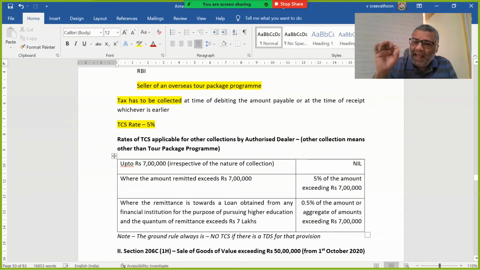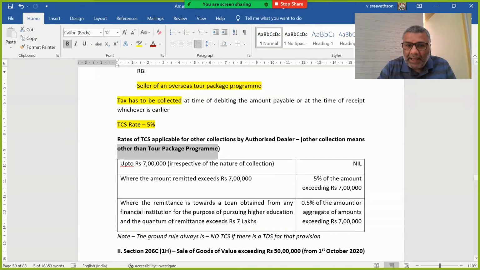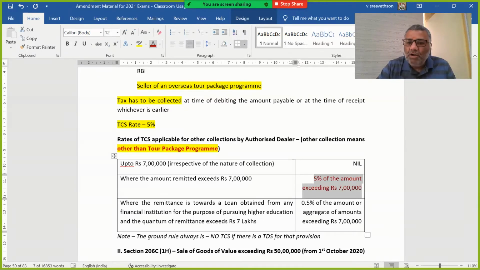Other than tour package, up to 7 lakhs, irrespective of the nature of collection, nil. Please understand, the 7 lakhs threshold does not apply to tour package. For tour package, right from rupee 1, TCS collection is 5%. For other collections, up to 7 lakhs nil. On the amount exceeding 7 lakhs, 5%.